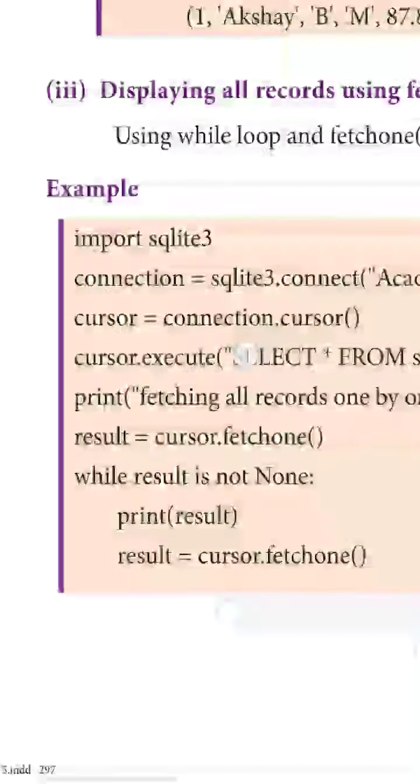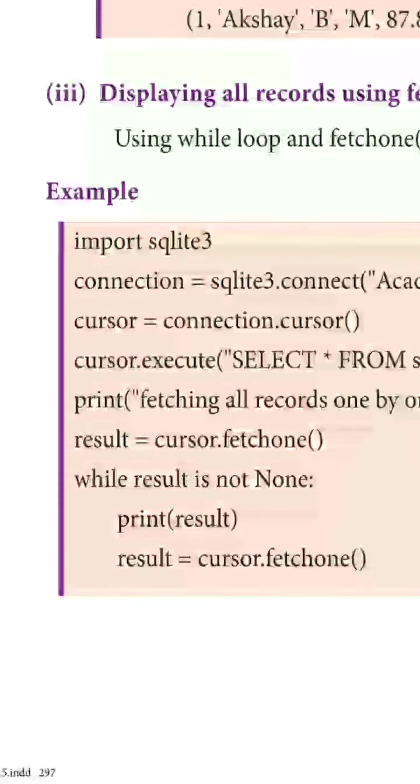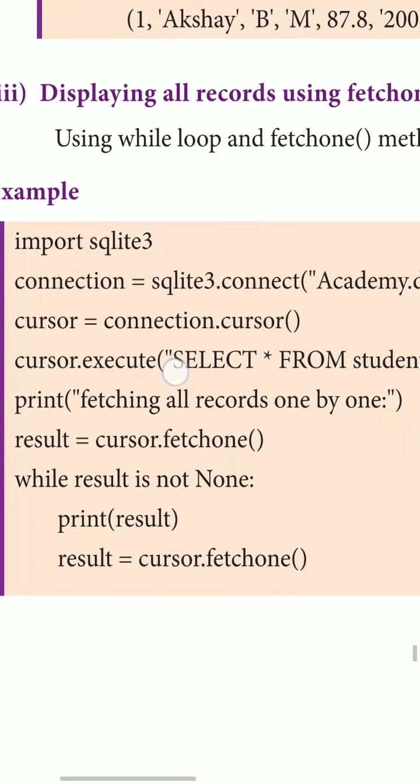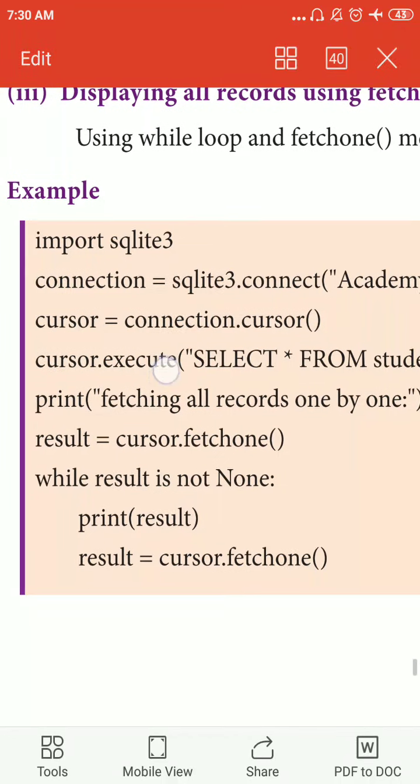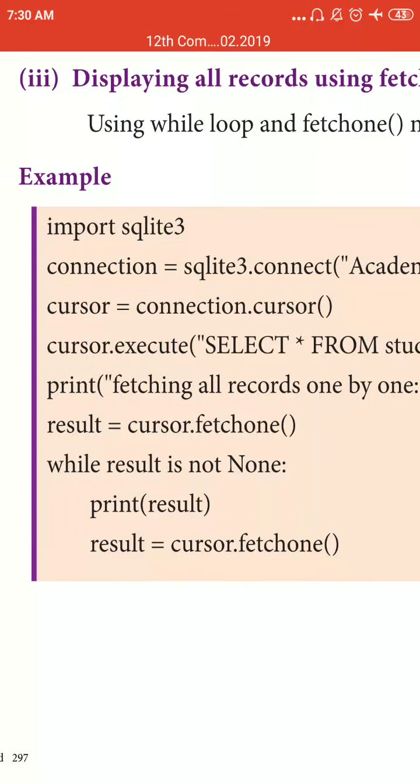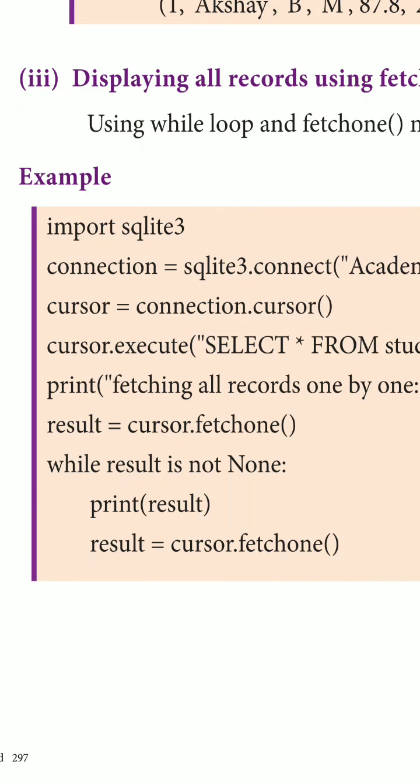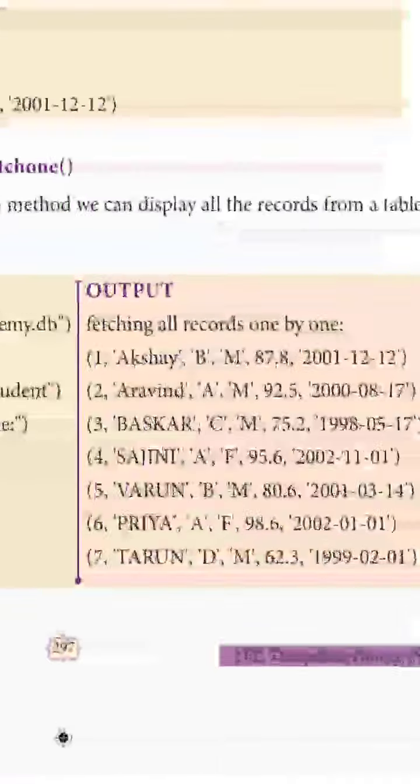Here you can see that they have used a while loop: while result is not null. Result is the fetch one variable. Here you can see that result is equal to cursor dot fetch one. So as long as this result is not null, it will keep on executing. This will be the output.